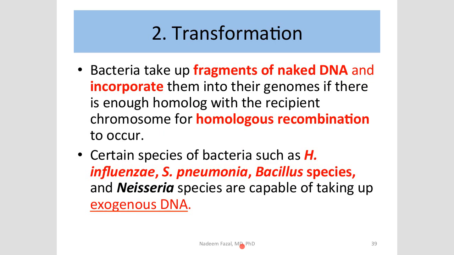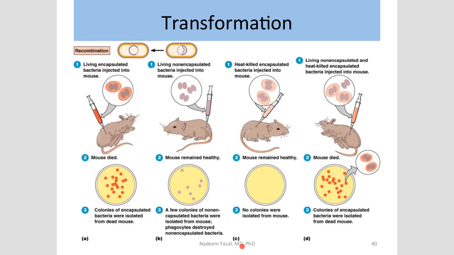So that's called transformation. The most important thing you need to know is the names of these bacteria. Because if these bacteria develop antibiotic resistance, they are going to develop it not through the process of conjugation, but through transformation, because they have the ability to pick up naked DNA from outside and put it in. And this is a good experiment that was done.